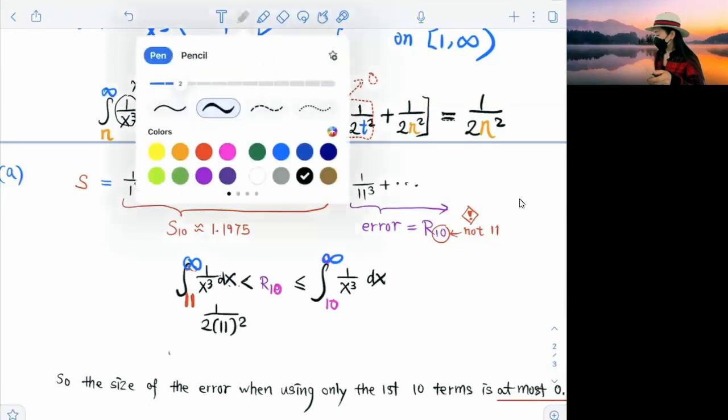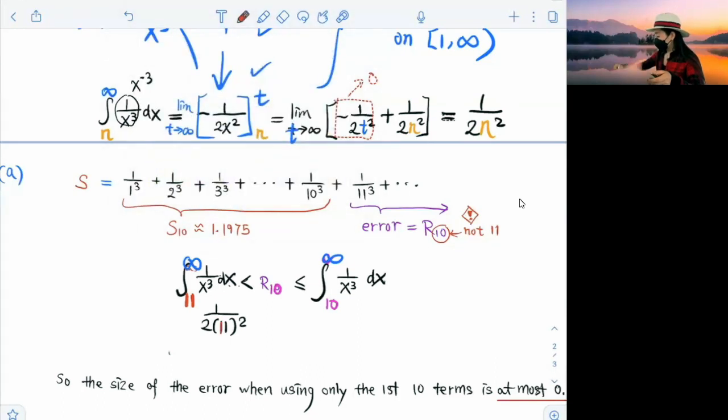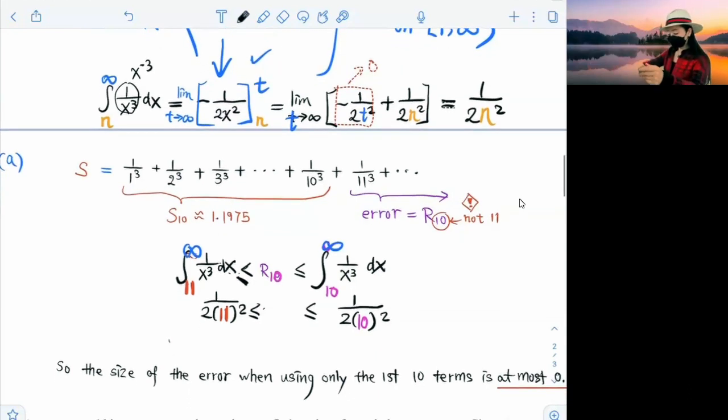Right? Okay, good. And then what about this one? It's 1 over 2 times 10 squared, right? Okay, good. So it's going to be greater than or equal to this, less than or equal to this, okay? All right, so R of 10 is between this and this.